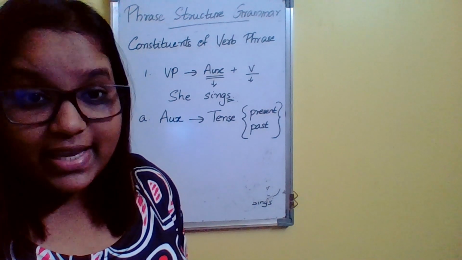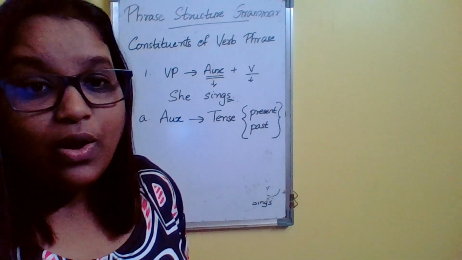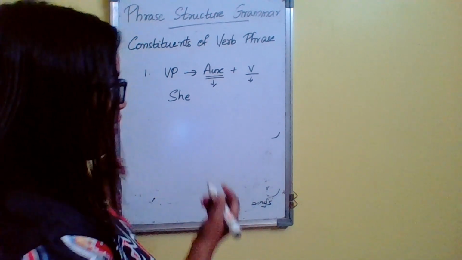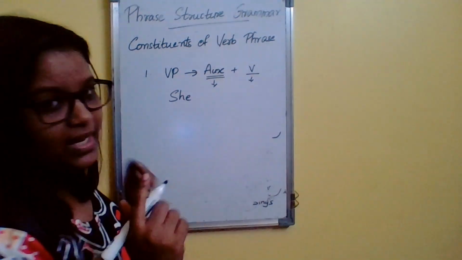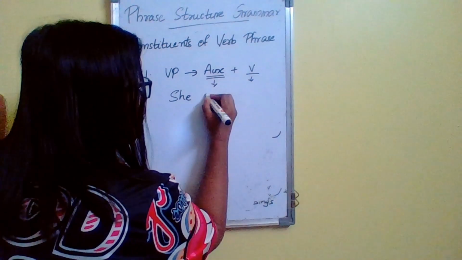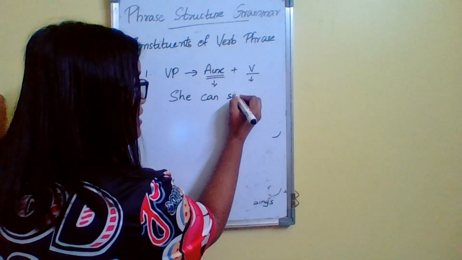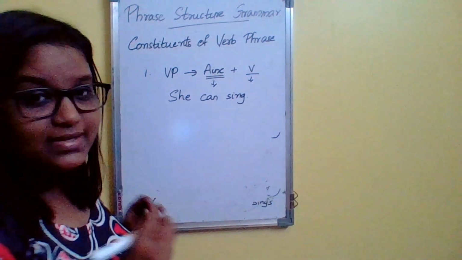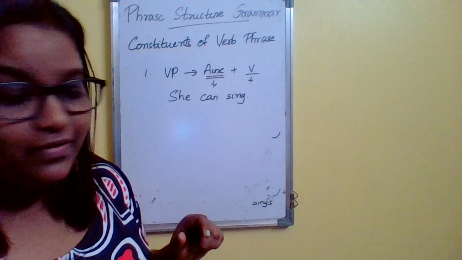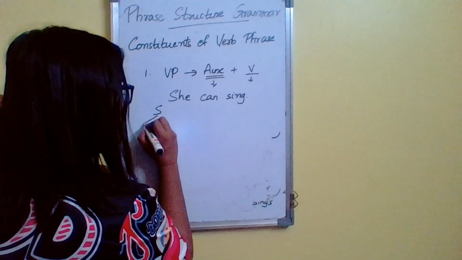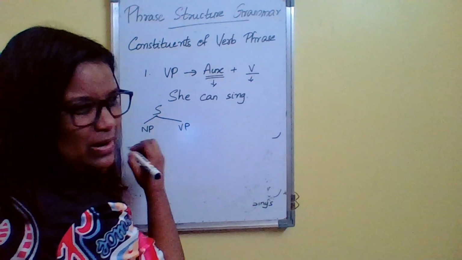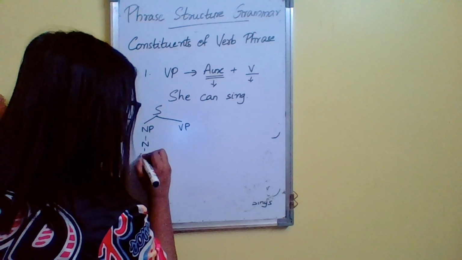Let's move on to the second possibility of what can constitute auxiliary. So let's move on to the second example. Let me write the sentence. It's a slight variation from the last sentence we wrote. So we are doing she can sing now. She can sing. So let us do a tree diagram analysis of the sentence. S is equal to NP plus VP. Let's just forget about NP here. NP is a noun. She.